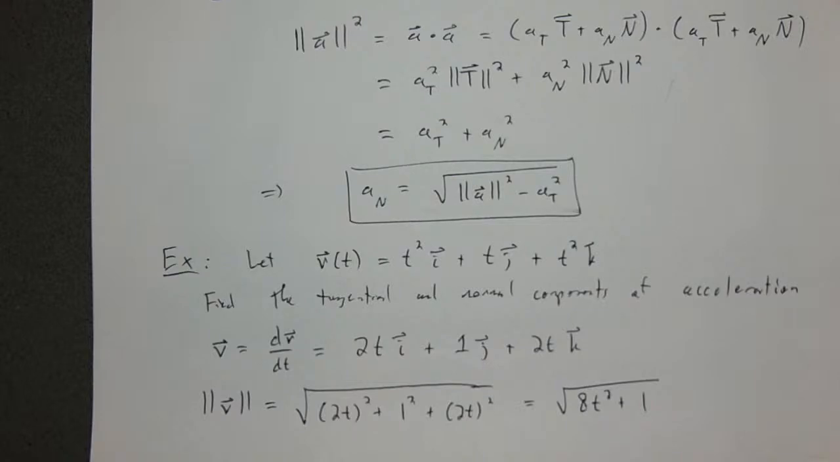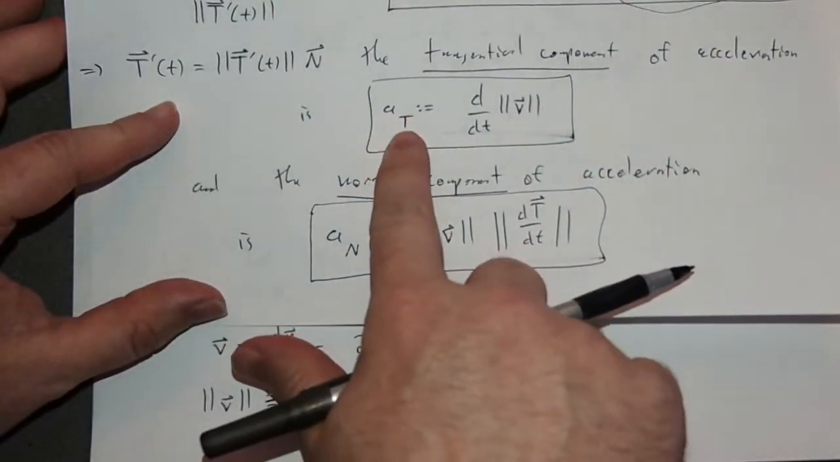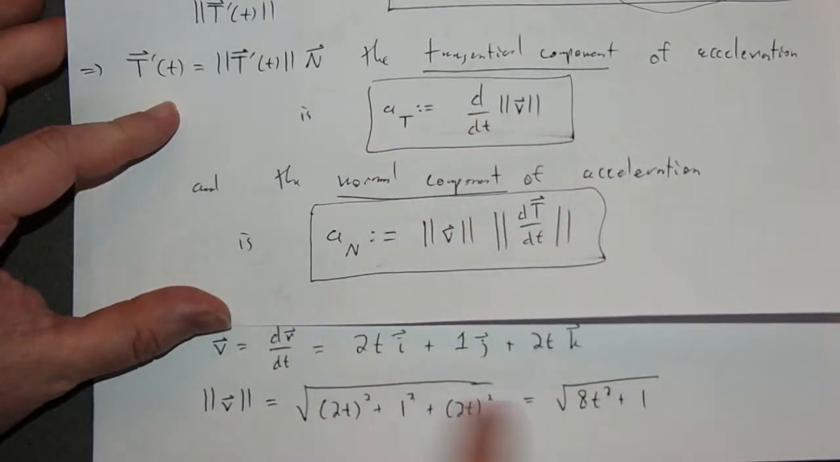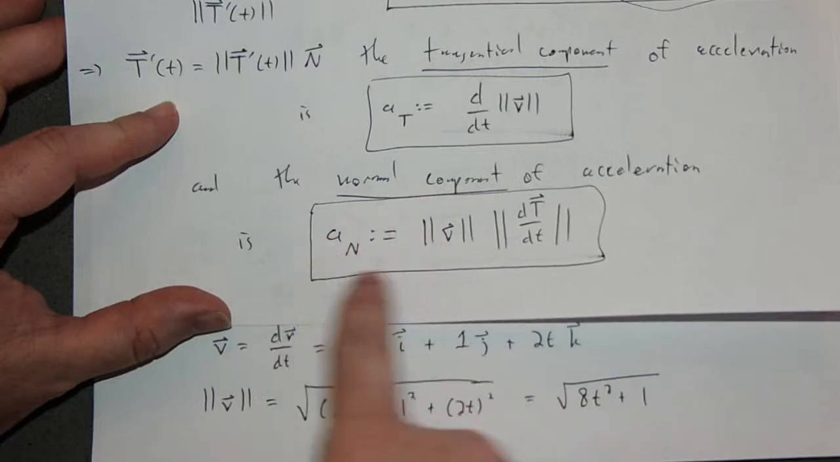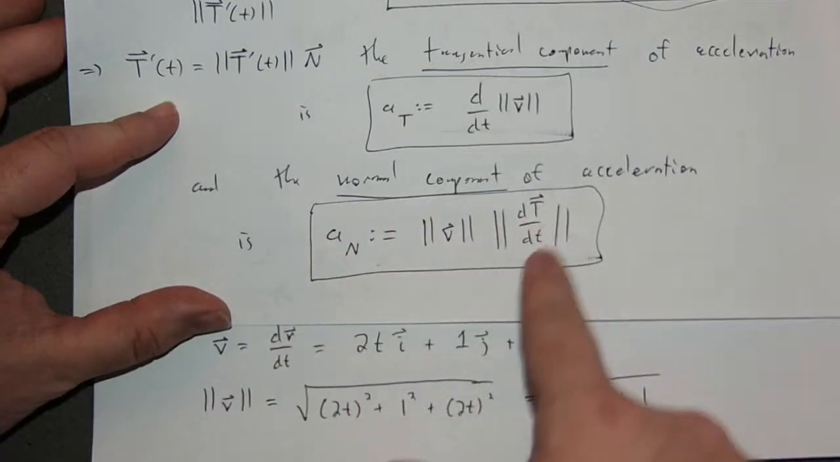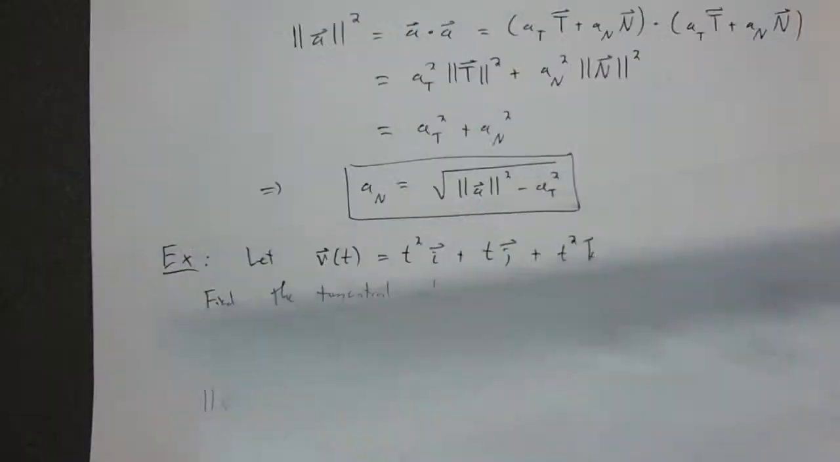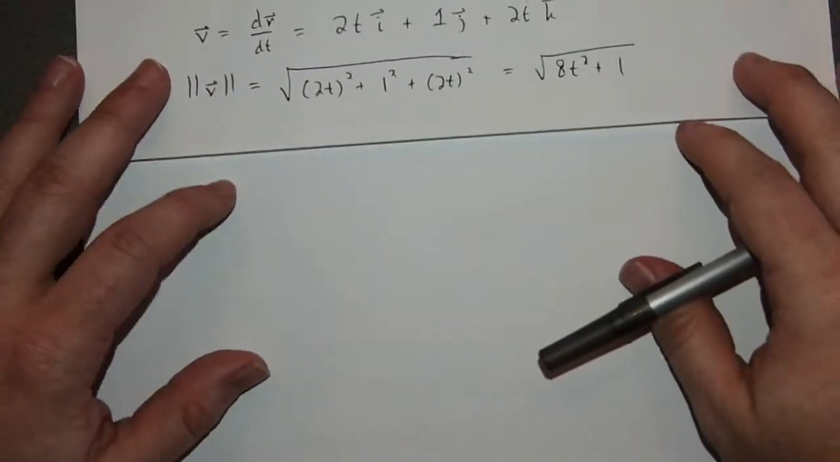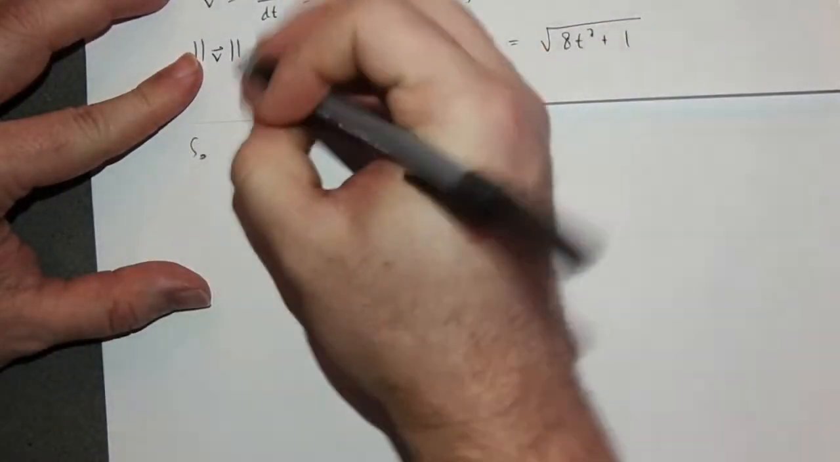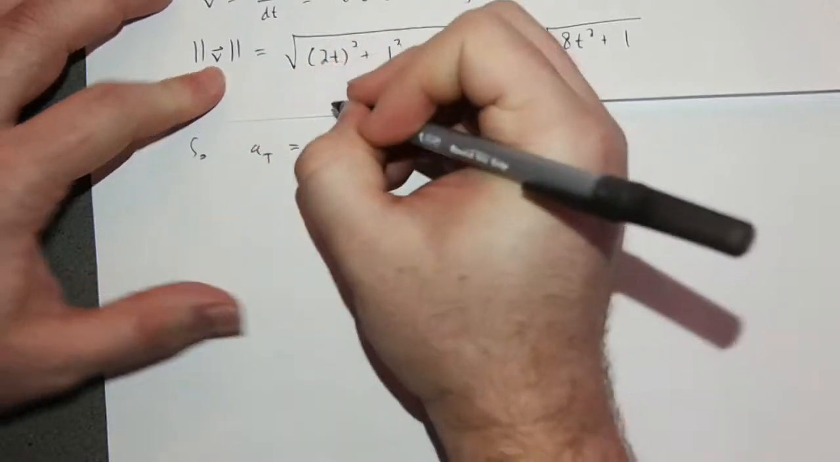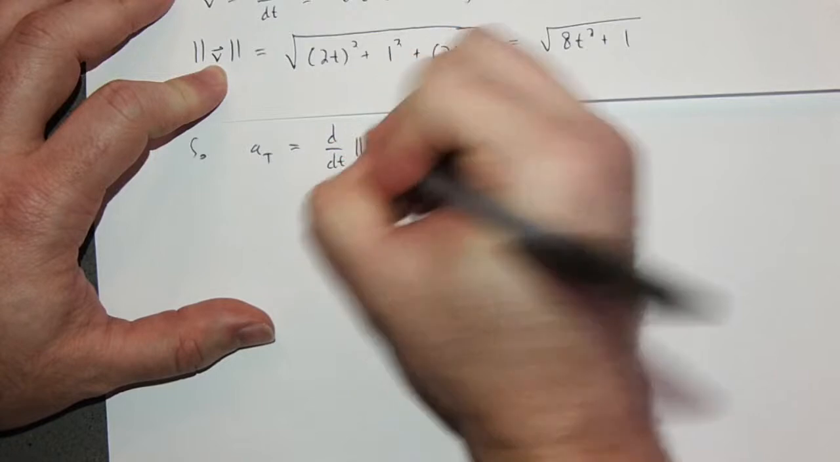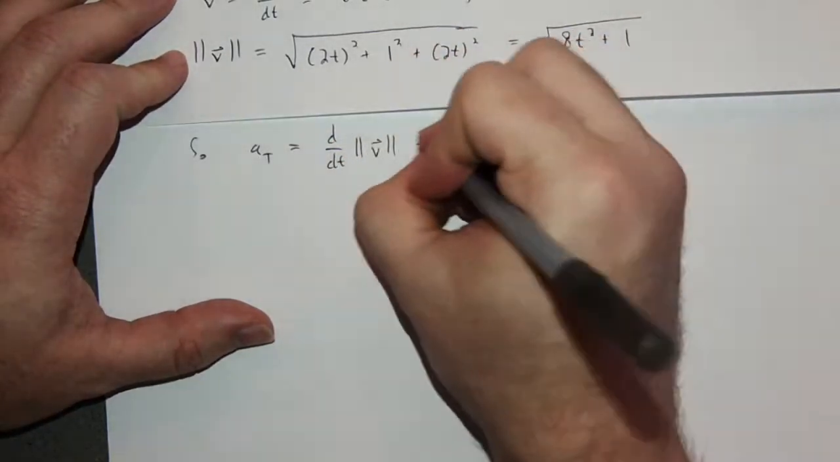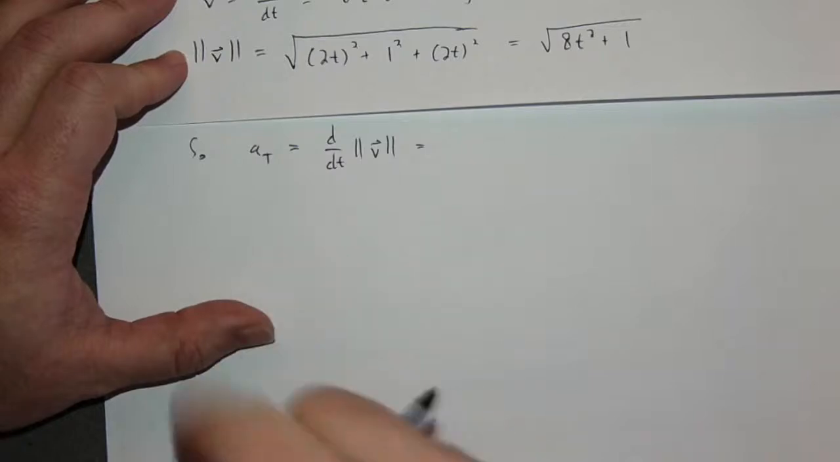So this is perfectly normal. Okay, so then to compute the tangential and normal components of acceleration, what do I need to do? Well, to compute the tangential component, I need to take the derivative of this thing with respect to t. Then to compute the normal component, I could take the derivative of T and multiply it by the speed, but I could also use this shortcut that I have here. So let's continue on here. So a sub T is the derivative of the speed. So this is my tangential component.